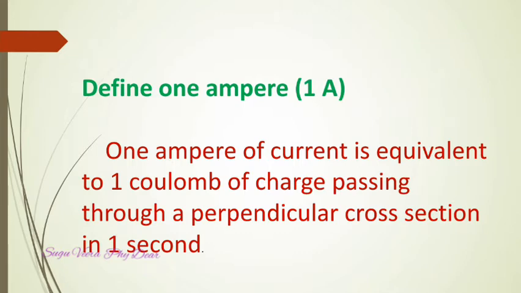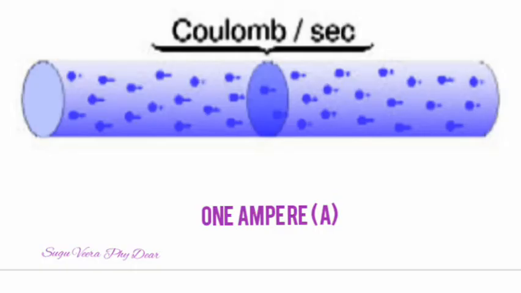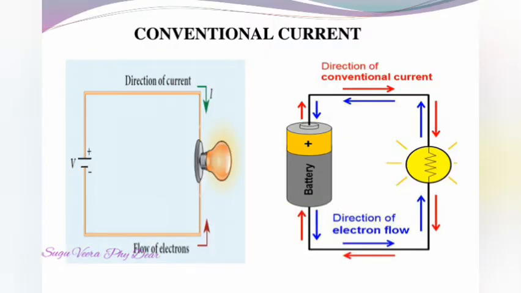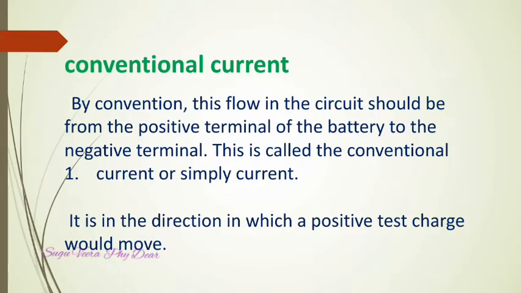Next, conventional current. The first one is a normal circuit, the second one is connected to a battery. The red line is the direction of conventional current, the blue line is the direction of electron. Electrons always flow from negative to positive, and conventional current flows from positive to negative. Here the external energy is the battery, and a battery means potential difference. By convention, the flow in the circuit should be from the positive terminal of the battery to the negative terminal. This is called conventional current or simply current. Electrons are always moving from the negative to the positive terminal.